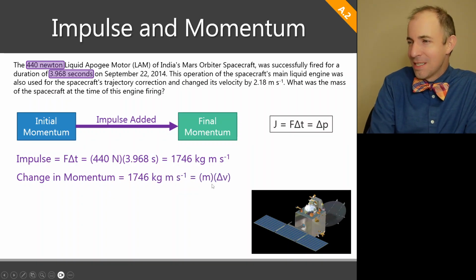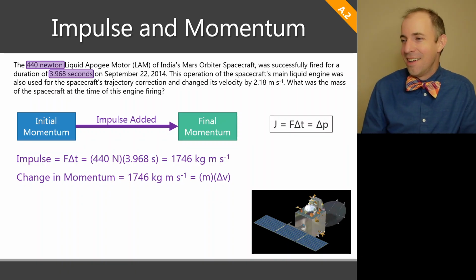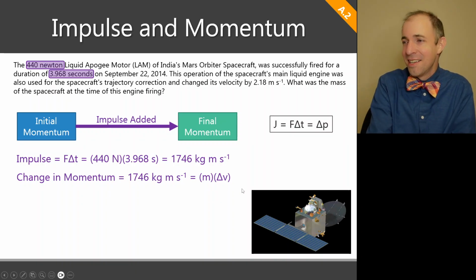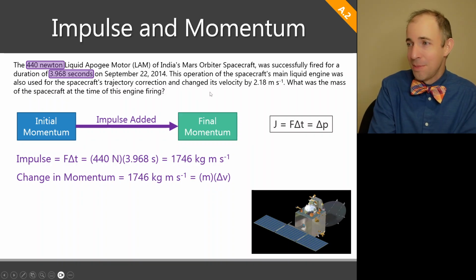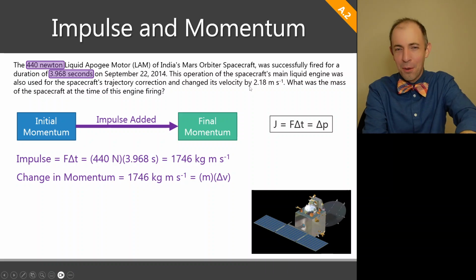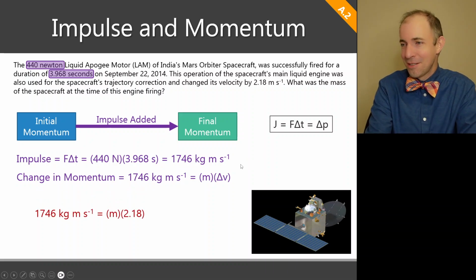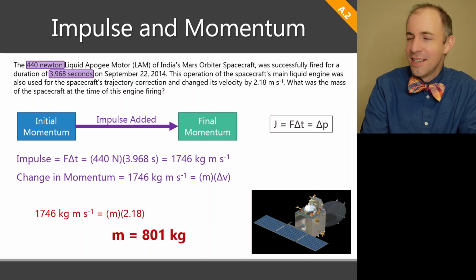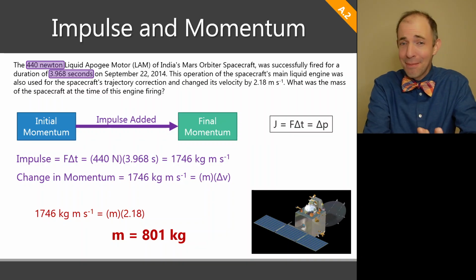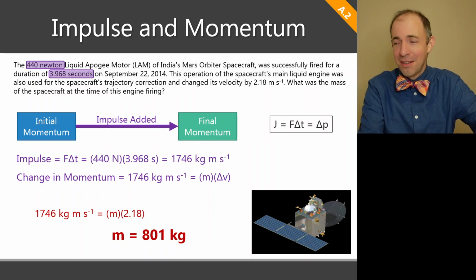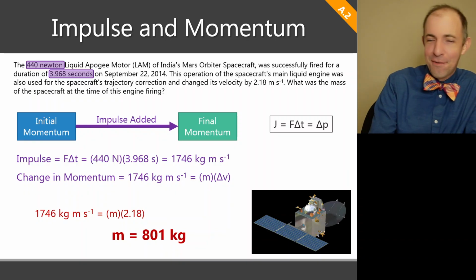Momentum change is essentially the initial and final momentums subtracted. Momentum change could also be calculated as the mass times how much the velocity changes. Here, it tells me how much the velocity changes. I don't know what the initial or final was, but I do know the change is 2.18, so I can plug that in for delta v. Now the only thing I don't know is the mass, and I can calculate that mass to be about 801 kilograms. So sometimes you don't necessarily know what the initial and final is, but you do know that the change is equal to the impulse, and you can use that to solve for a change in velocity.